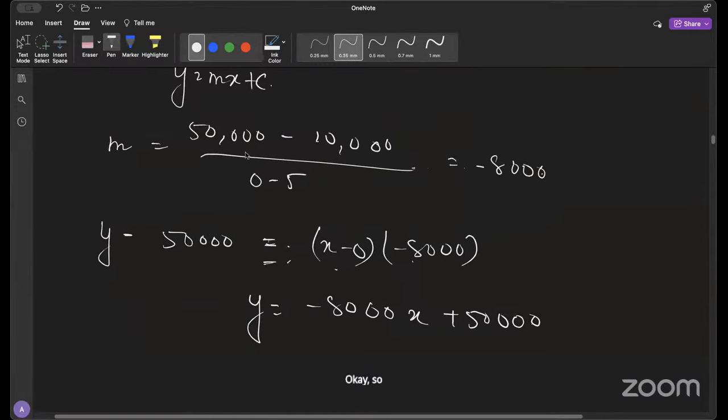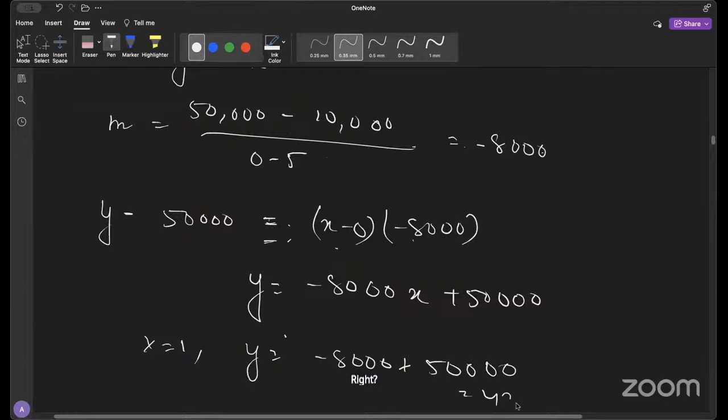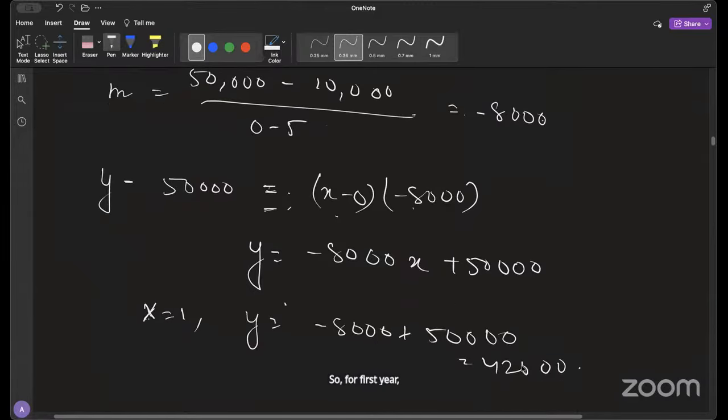Okay, so initially it was 50,000. And if you have to find the yearly loss, at x equals 0, it was 50,000. At x equals 1, you will have minus 8,000, and so at x equals 1, your y will be minus 8,000 plus 50,000, right? This is 42,000. So for first year, this is how much the item is going to cost.